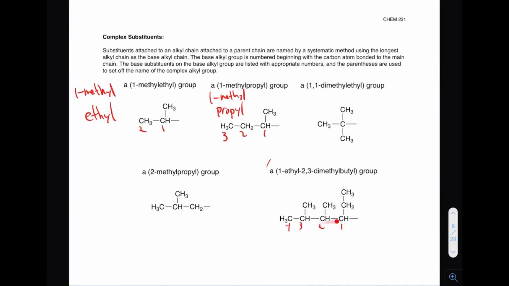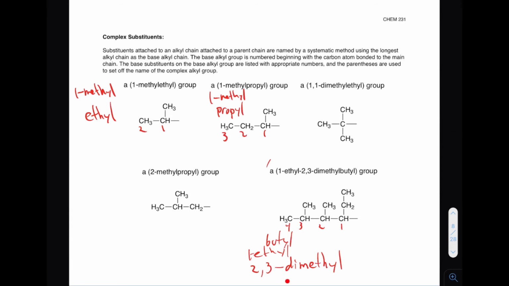So we have to number it from the largest chain, the longest parent chain, which gives us the most substituents, right? So we know that this is butyl. We know attached to the 1 position is ethyl. And attached to the 2 and 3 positions is dimethyl, right? And we use di here because there are 2 methyl groups, but they're on different carbons, right?